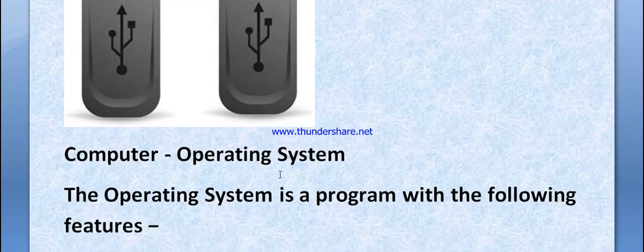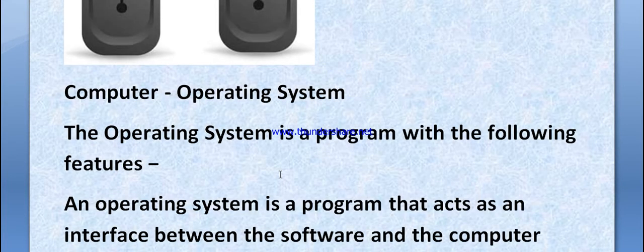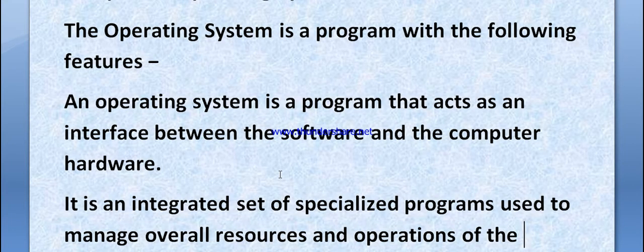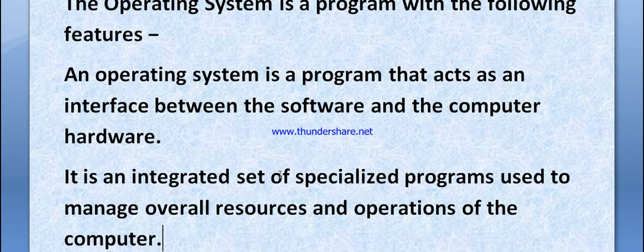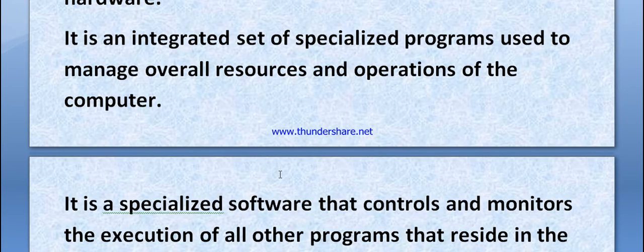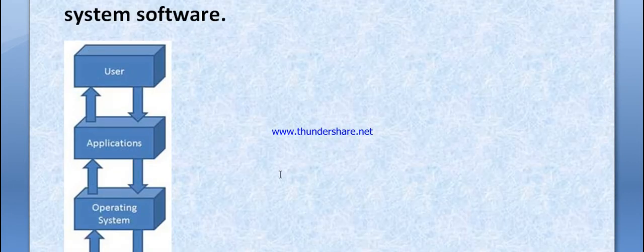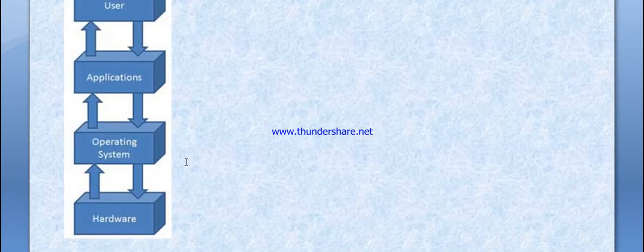Now, the computer operating system. The operating system is a program with the following features. An operating system is a program that acts as an interface between the software and the computer hardware. It is an integrated set of specialized programs used to manage the overall resources and operation of the computer. This is the operating system. It is specialized software that controls and monitors the execution of all other programs that reside in the computer, including application programs and other system software. So you can see that: user, then application, then operating system, then hardware.